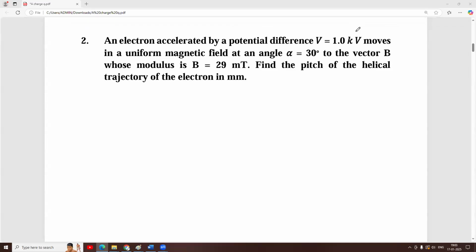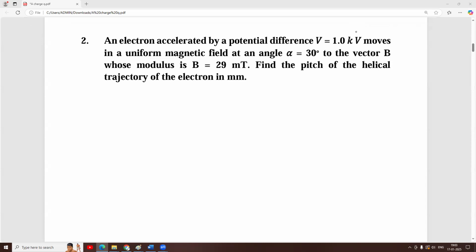An electron accelerated by a potential difference of 1 kilovolt moves in a uniform magnetic field at an angle of 30 degrees to the vector B, whose modulus is 29 millitesla. Find the pitch of the helical trajectory of the electron in millimeters. Yeah, we have to find out the pitch.